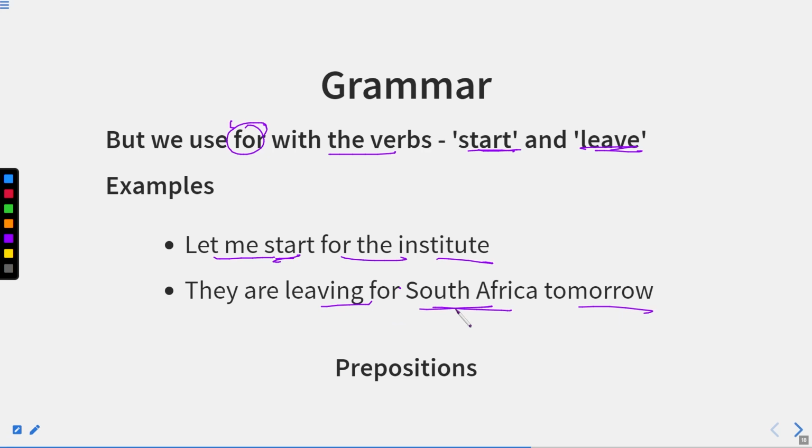We cannot say leaving to South Africa. No, they are leaving for South Africa. It means they are going to South Africa. So they are leaving for South Africa. It means they are leaving to go to South Africa tomorrow.